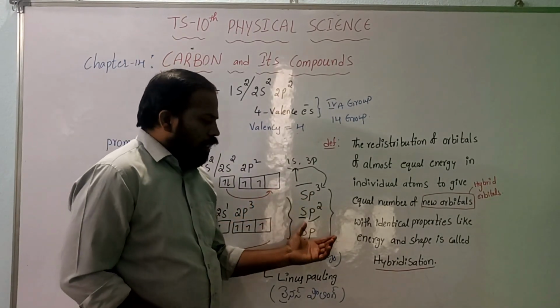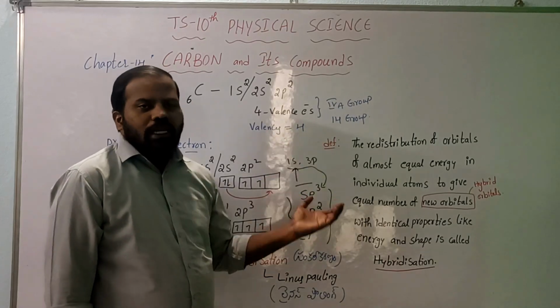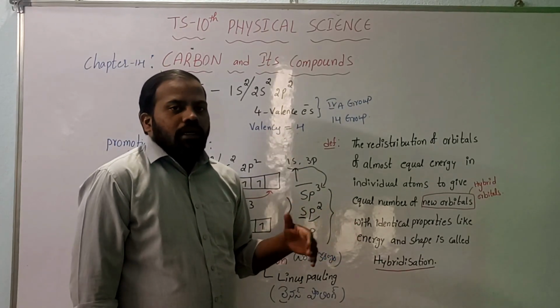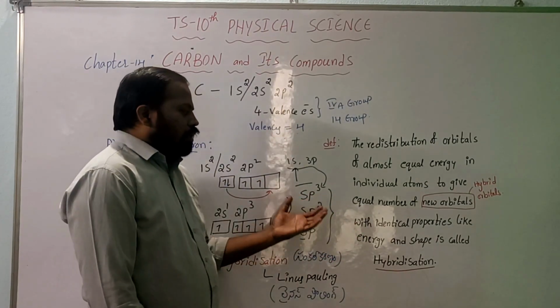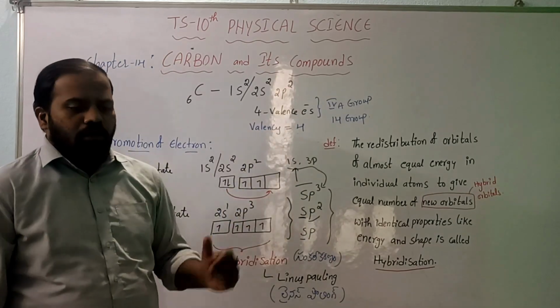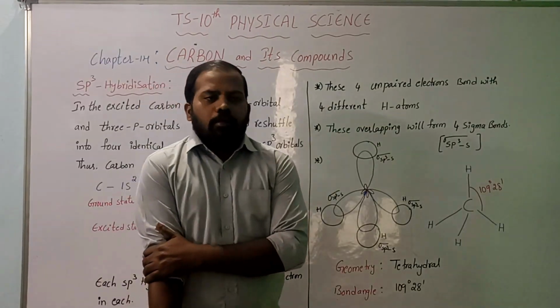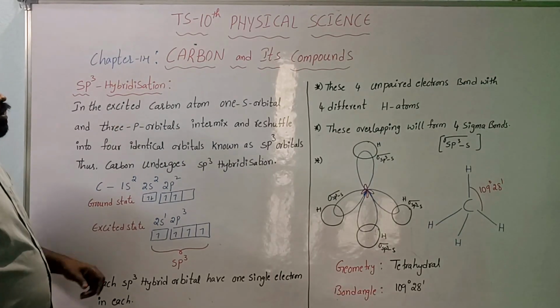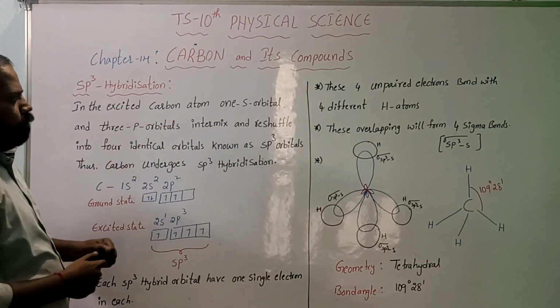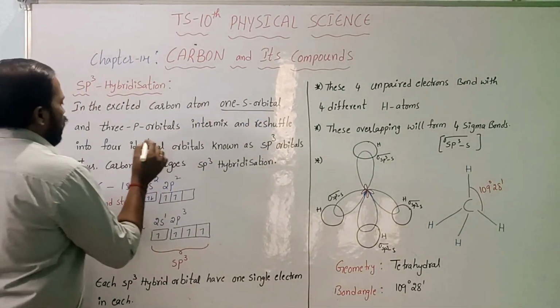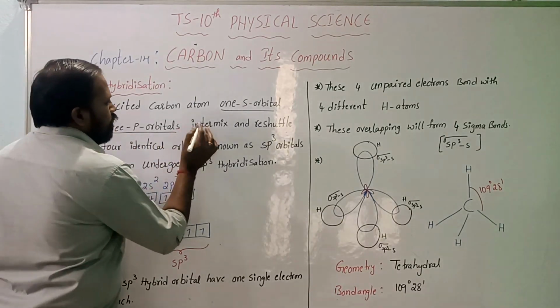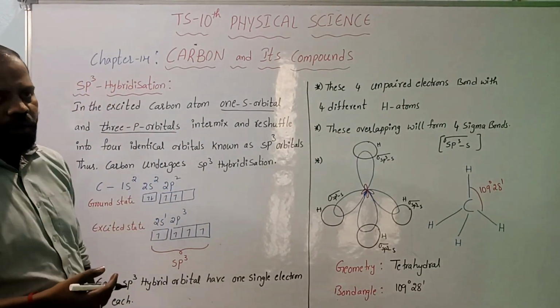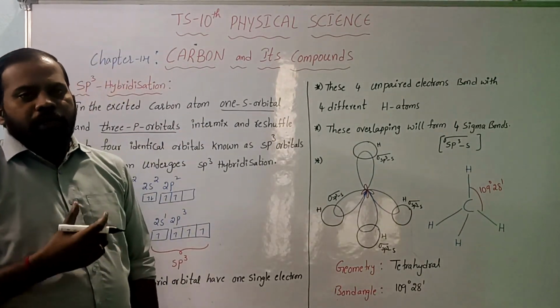So what are sp3, sp2 and sp? What are the examples, and how can we explain the term hybridization? We can see now from the sp3 hybridization. So what is the sp3 hybridization? In the excited state of carbon, 1 s orbital and 3 p orbitals can intermix and reshuffle and they can form new hybrid orbitals.